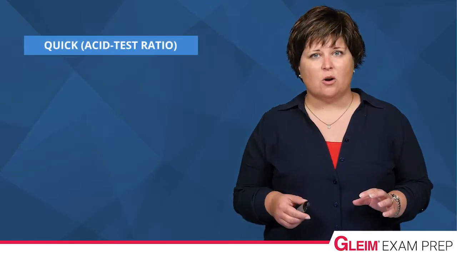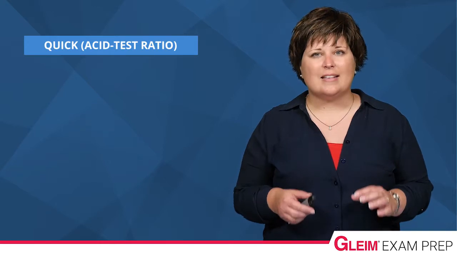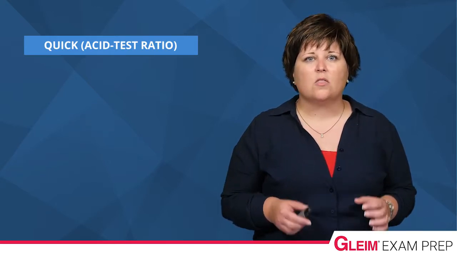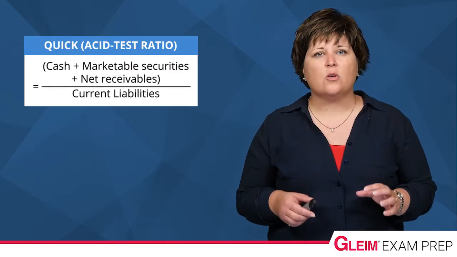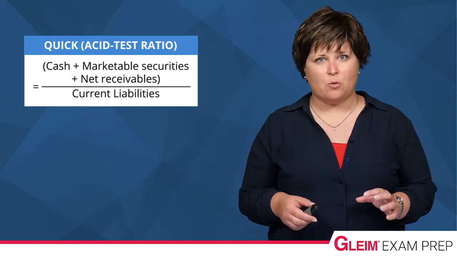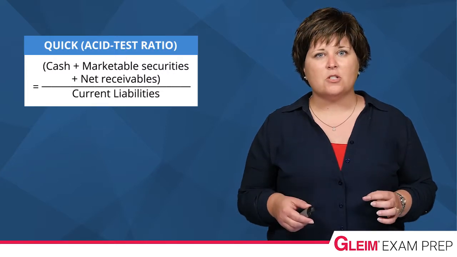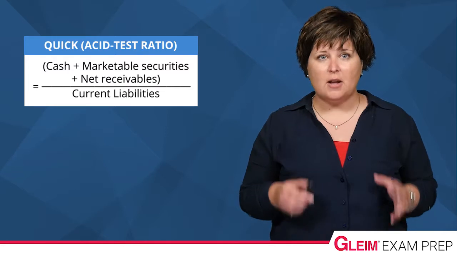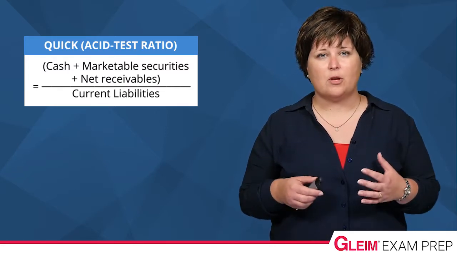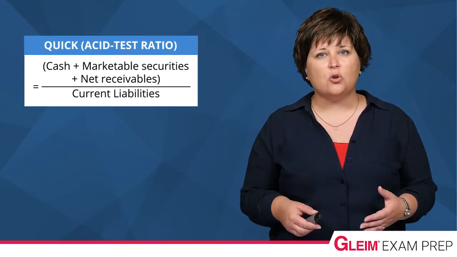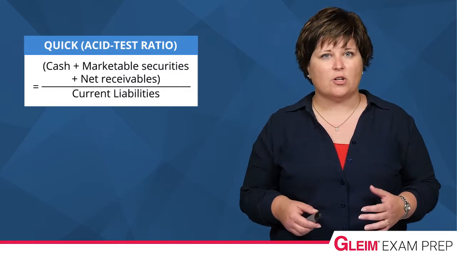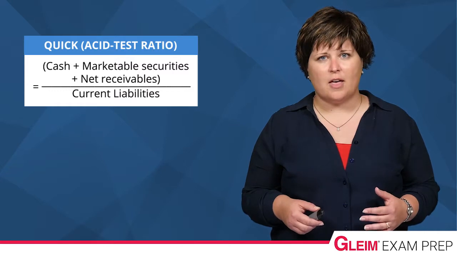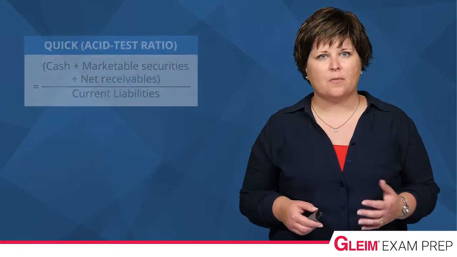The quick ratio, which is also commonly called the acid test ratio, is similar to the current ratio. The quick ratio, though, only includes the quick assets in the numerator: cash, marketable securities, and net receivables. Other items that would be current assets, like inventory and prepaid expenses, are excluded from the calculation of the quick ratio. This quick ratio is a more conservative measure than the basic current ratio.